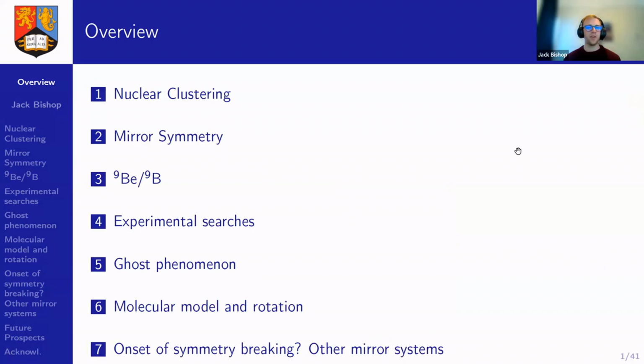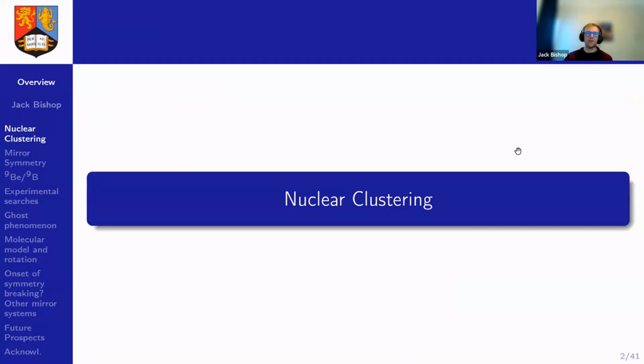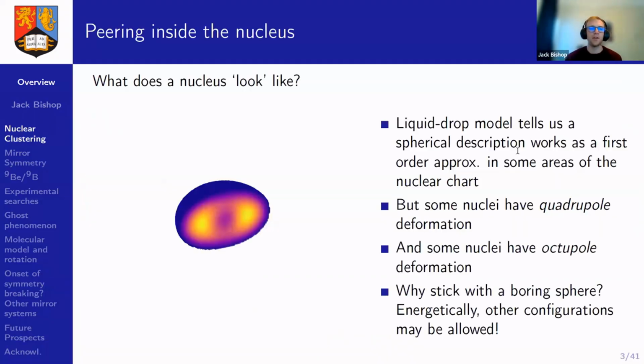I'm going to start off by giving a gentle introduction to nuclear clustering, for those of you who aren't familiar with this idea, before talking a little bit about mirror symmetry and where it's useful, before going on to talk about the interesting example here, which is looking at the mirror pair of beryllium-9 and boron-9, and then talking about an experiment, some theoretical calculations, and more broadly about what's going on in terms of these mirror systems. So let's kick things off by talking about nuclear clustering.